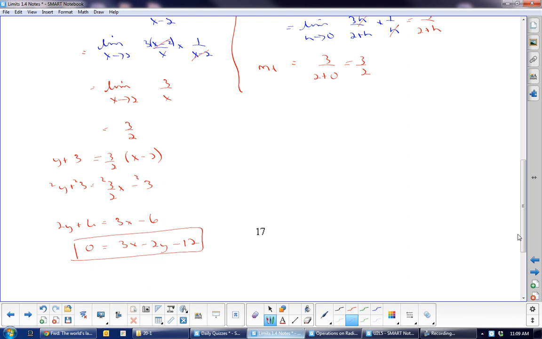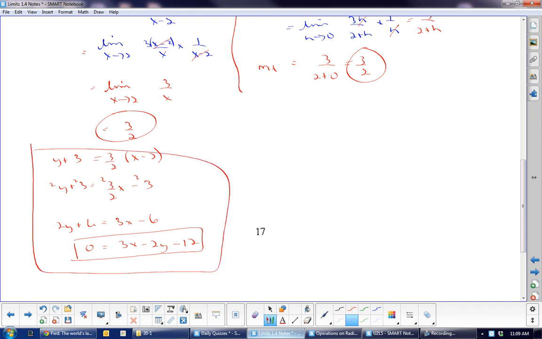Okay, so we've got the same slope, and then you can just do this one more time, obviously, because finding the line is the same after you find the slope, right?